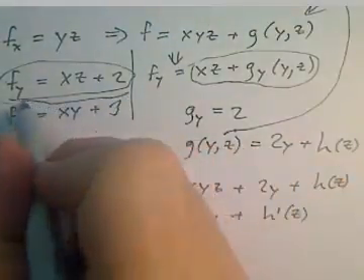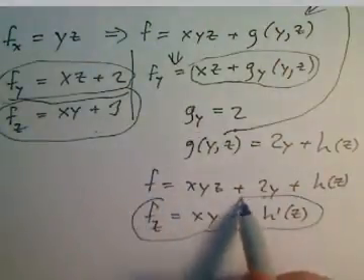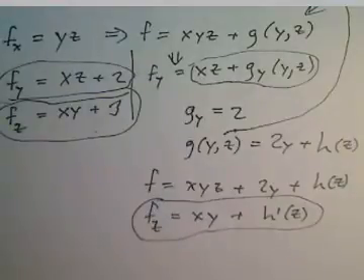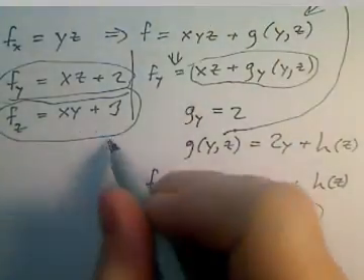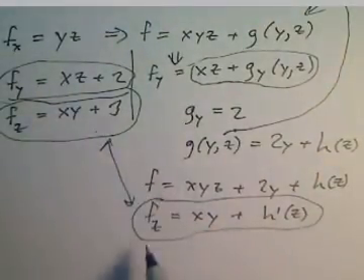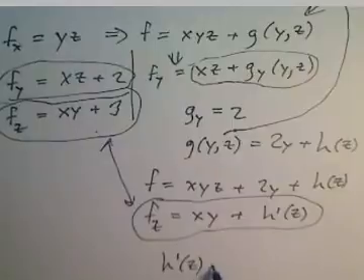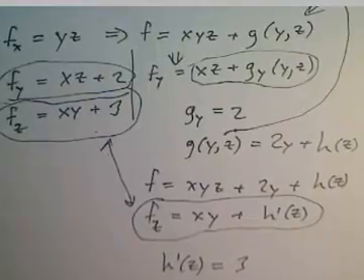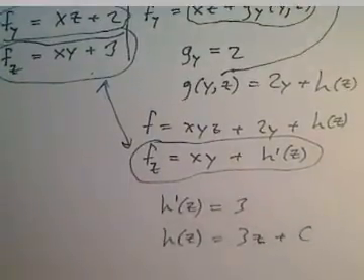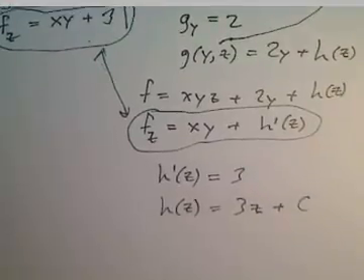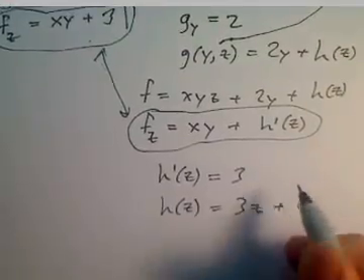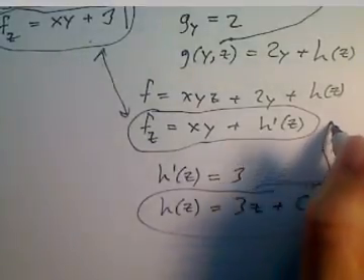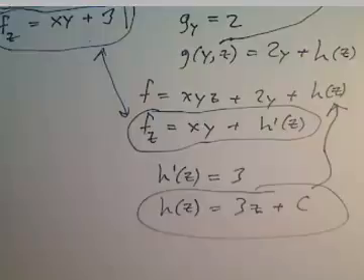So now we want to match this one here up with this one down here. And so for these two to be equal, my xy's cancel, and so I have to have h prime of z to be 3. And now that means our h of z is going to be 3z plus perhaps some ordinary constant c there. And so now this right here we can put up in place of h of z there.